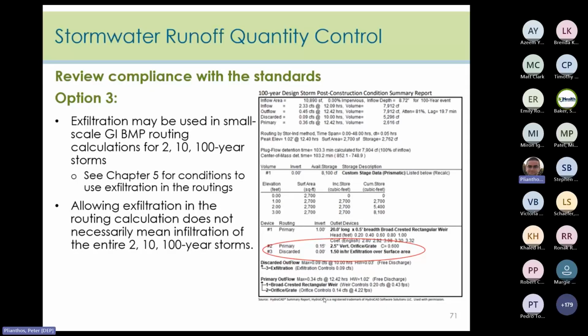Now, a reminder about exfiltration. Infiltration of the entire 2, 10, or 100-year storm is allowed only when the existing site conditions are such that no runoff leaves the site for the pre-construction condition scenario, thereby constraining the design to infiltrate 100% of the volume produced by the post-construction condition for the same design storm. In this case, the maximum storm that can be entirely infiltrated is the largest storm event with no runoff leaving the site in the pre-construction conditions.